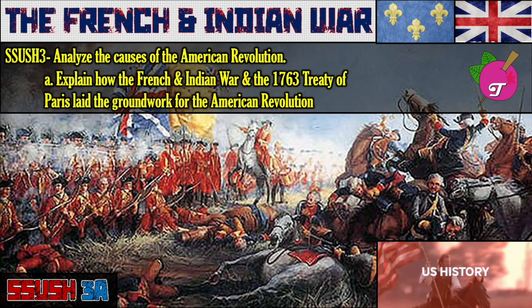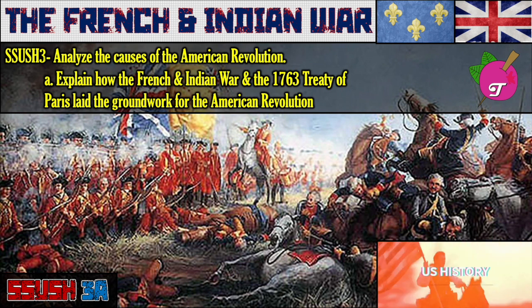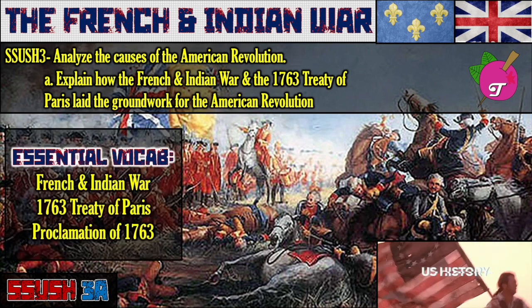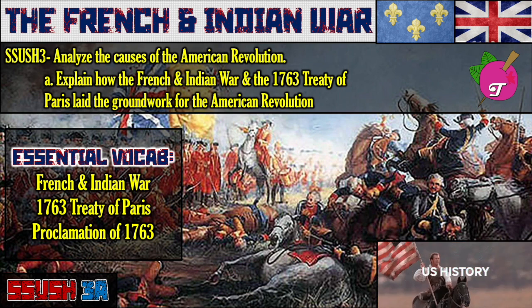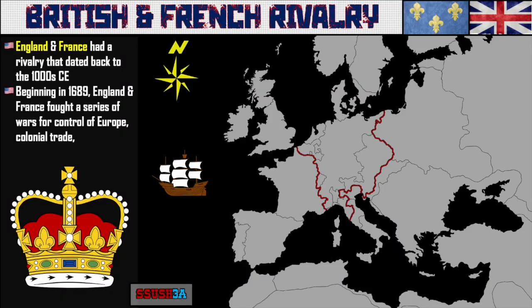The text for Standard 3 is, Analyze the causes of the American Revolution. Simple enough. The specific standard we're looking at is, explain how the French and Indian War and the 1763 Treaty of Paris laid the groundwork for the American Revolution. Our essential vocab for this lesson is the French and Indian War, the 1763 Treaty of Paris, and the Proclamation of 1763. Let's start with some background.